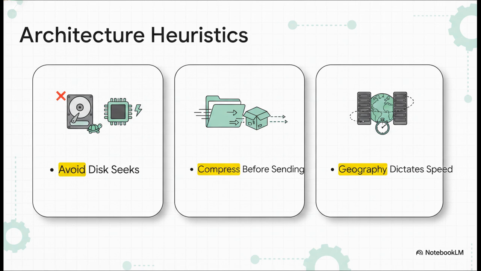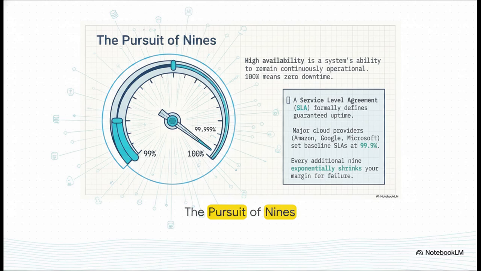And third, geography dictates speed. Data centers are physically bound by the speed of light, which makes cross-region data transfer inherently, unavoidably expensive. Another absolute must-know rule revolves around high availability, what we famously call the pursuit of nines. This is governed by your service level agreements, or SLAs, which formally guarantee your uptime. The major cloud providers usually set their baseline SLAs around 99.9% uptime. But notice how every additional 9 you tack onto that number exponentially shrinks your margin for failure.